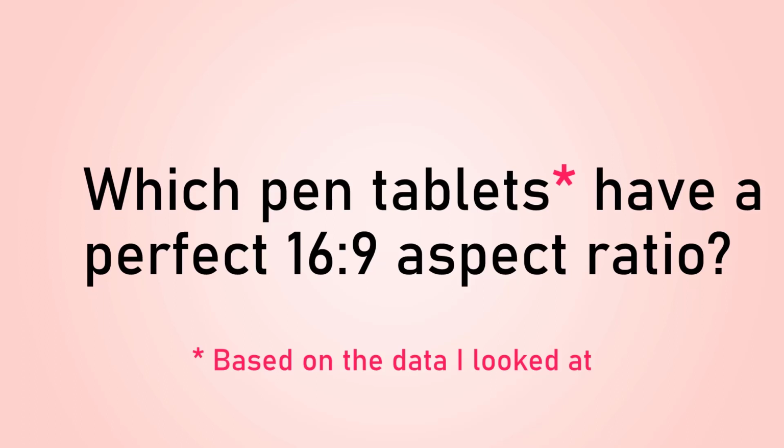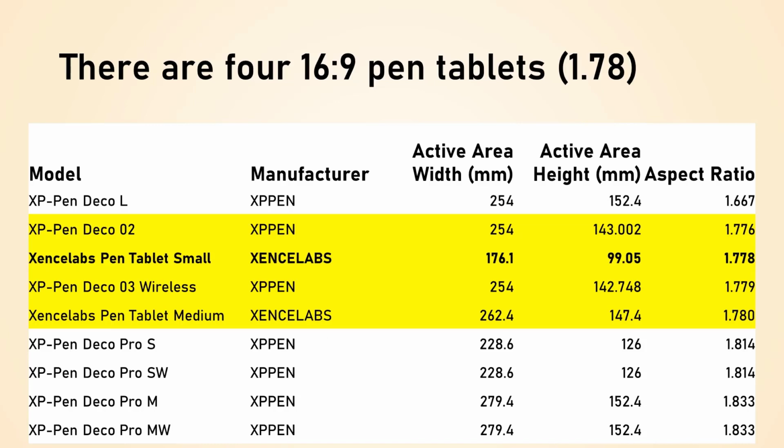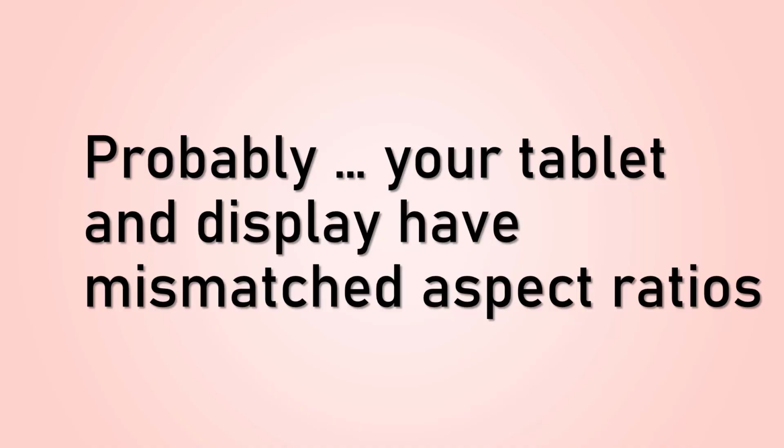I did find some tablets that have a 16:9 aspect ratio. I found exactly 4 of them. The Sense Labs tablet comes the closest to the correct mathematical value of 16:9, which is 1 followed by a bunch of 7s. So my takeaway from all of this is that it is very likely that you are using a pen tablet and a display and they have mismatched aspect ratios.